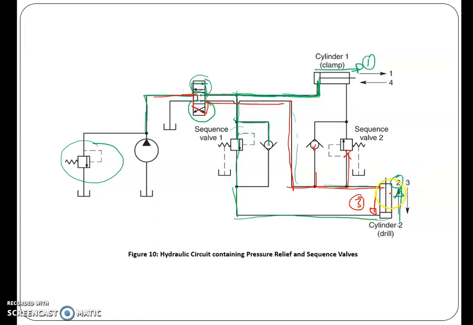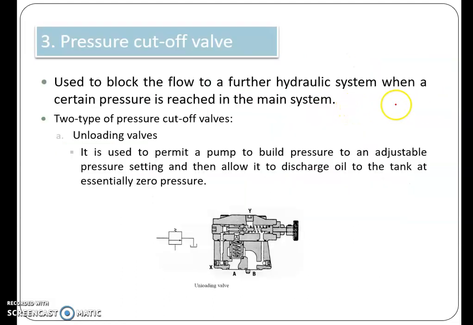Okay. Bila this one fully retract, this line akan produce the high pressure. Barulah sequence valve 2 ni akan buka. So, dia akan lalu masuk dalam silinder 1. Silinder 1 akan retract. Okay, so complete the operations.